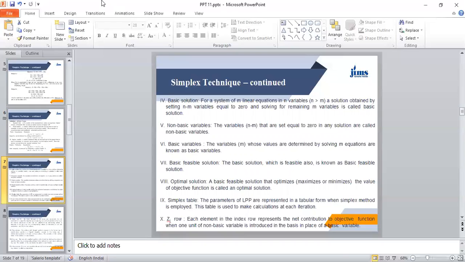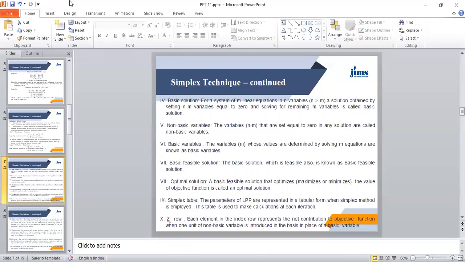Basic feasible solution. A basic solution which is also feasible is known as a basic feasible solution. And what is an optimal solution? A basic feasible solution which maximizes or minimizes, that is, which optimizes the objective function, is known as an optimal solution.